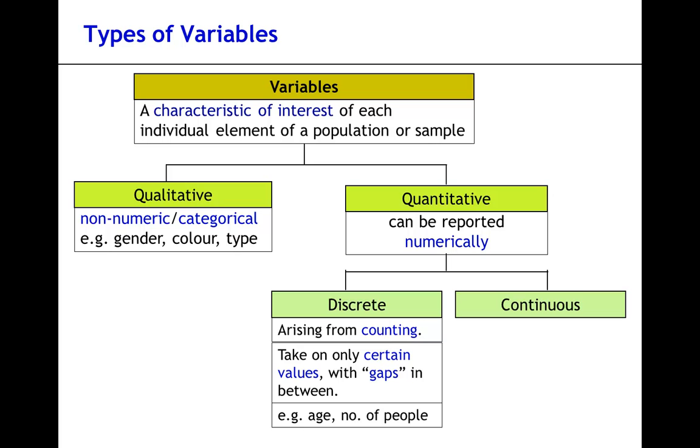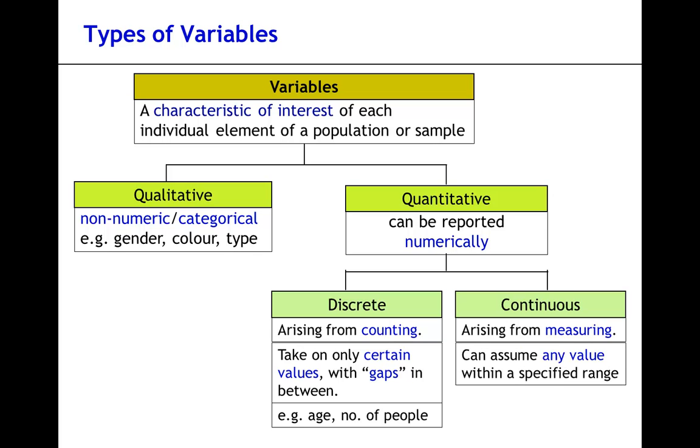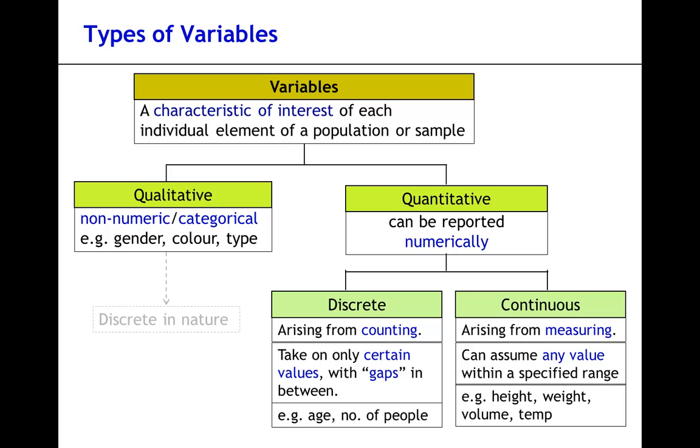etc. On the other hand, continuous variables arise from measuring. They can take on any values within an interval. For example, height, weight, volume, and temperature are usually measured in continuous decimal numbers, especially with modern digital equipment. As for qualitative variables, the types and categories are implicitly discrete in nature.